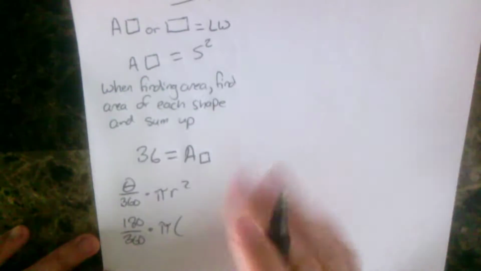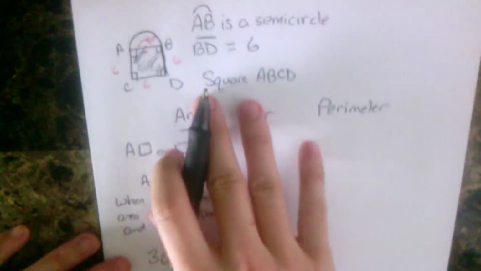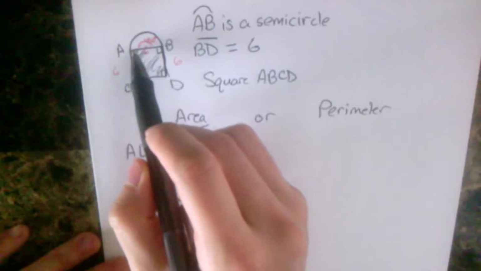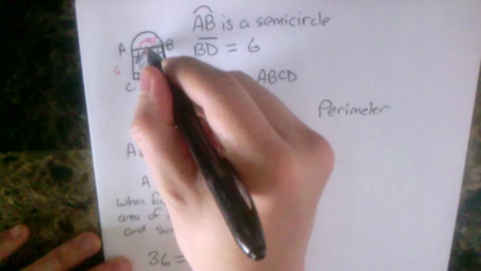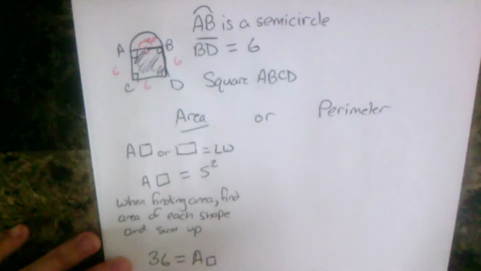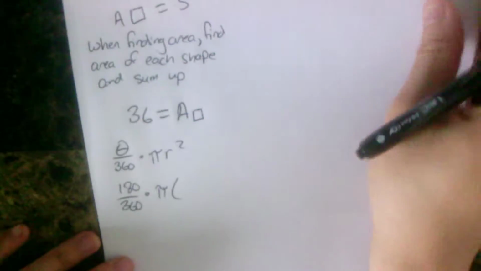Pi, and then our radius. So remember, with this shape, the radius is not 6. 6 is the whole thing across, so you have to remember that radius is half of that. So the radius is just 3. Okay? Radius is 3.